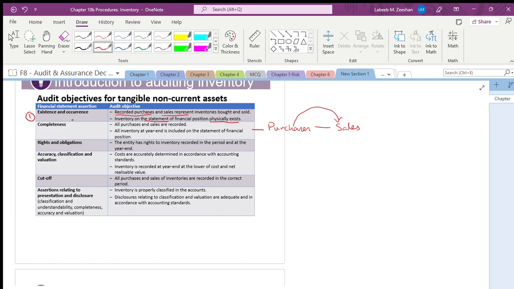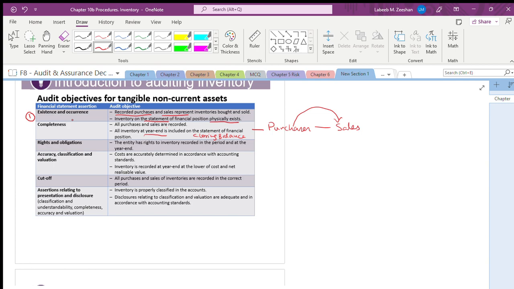Completeness. All inventory at the year end is included as a closing balance. That is why it will take time for the inventory to get the right value. They will not give you it in the trial balance because they need a lot of adjustments, a lot of information to be consolidated before a value of inventory is given. That is the reason they put it in the adjustments. Accuracy and classification and valuation, you can put it in very simple terms. It is the mathematical accuracy. Costs are accurately determined in accordance with the standards.